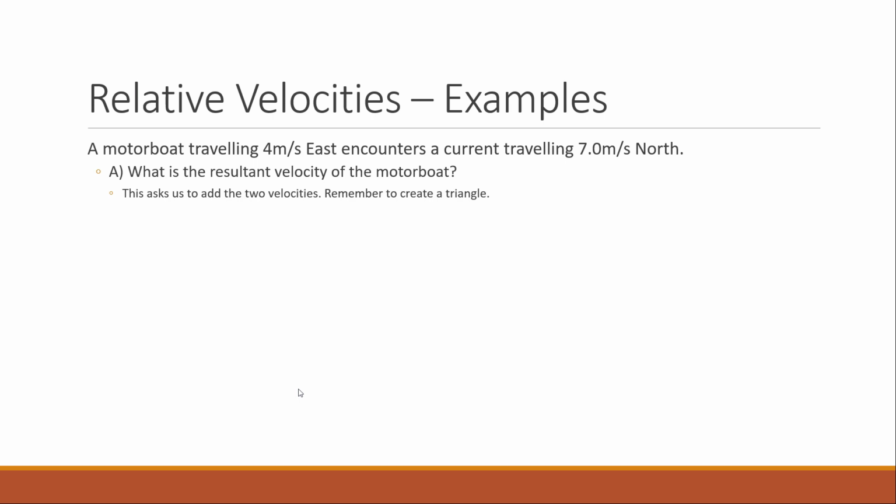So looking at this situation here, we have a motorboat that is traveling 4 meters per second east and encounters a current that is traveling 7 meters per second north. First up, what's the resultant velocity of the motorboat?